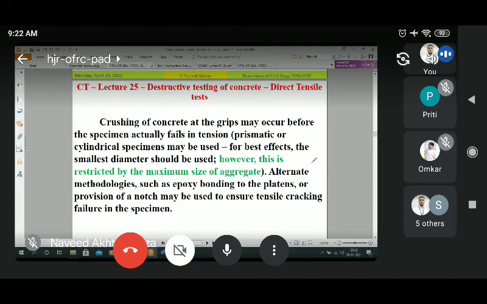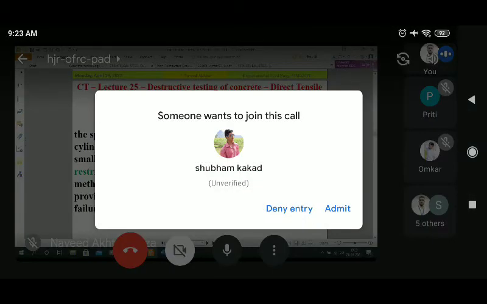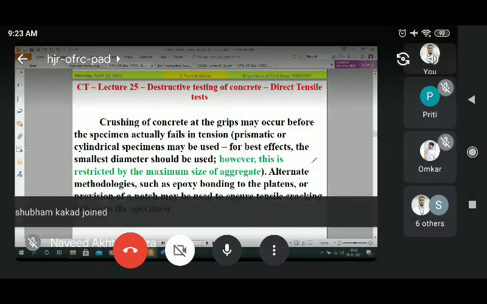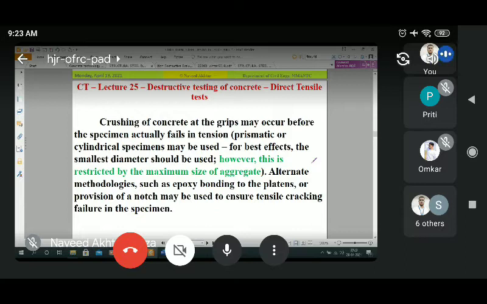However, this is restricted by the maximum size of aggregate, because the size of aggregate determines which size of specimen you can use. It depends on the nominal maximum size of aggregate, that is NMSA. Alternate methodologies such as epoxy bonding to the platens or the provision of a notch may be used to ensure the tensile cracking failure in the specimen.